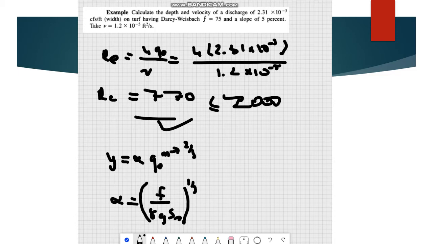Right? It was just given from the equation. So the question says the Darcy-Weisbach friction factor is 75. Just plug in here. We know that 8 and g is 32.2, let's make it in parentheses, 32.2. And S0, which is our slope, is 5%, so it's going to be 0.05. So we can calculate alpha.